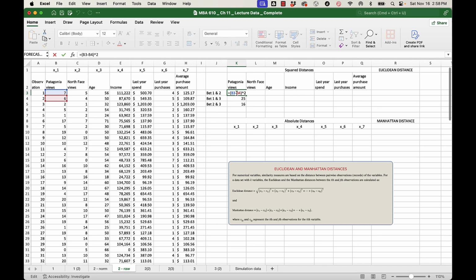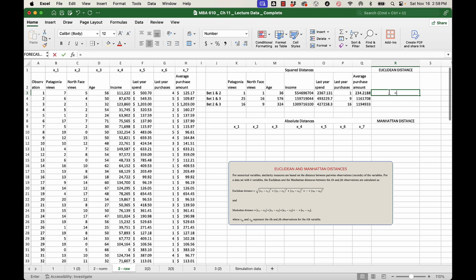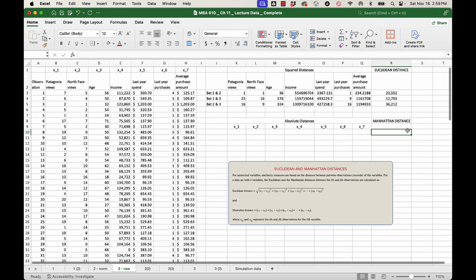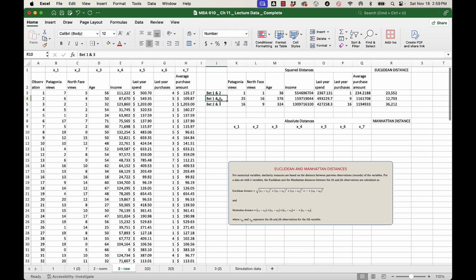Once I'm certain of all these formulas, this one compares 1 and 2. This one compares 1 and 3. This one compares 2 and 3. I can drag this over, and then I can just calculate the square root of the sum, and this tells me that observations 1 and 3 are the least different because they have the smallest Euclidean distance.